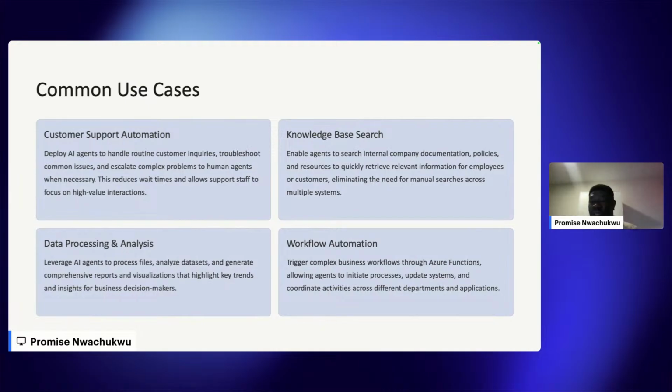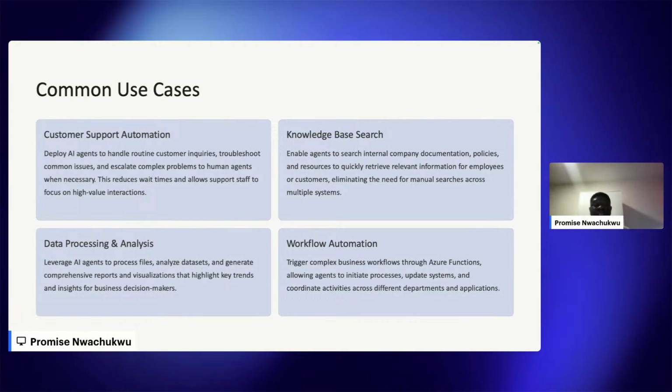The other one is data processing and analysis, right? So you can leverage your AI agent to process a large amount of data and generate comprehensive reports and visualizations that can highlight key trends and insights for decision makers. So your AI agents can help you in analyzing data and giving you trends of what is happening in the sector where you work, right? And based on this fact, you can then make appropriate decisions.